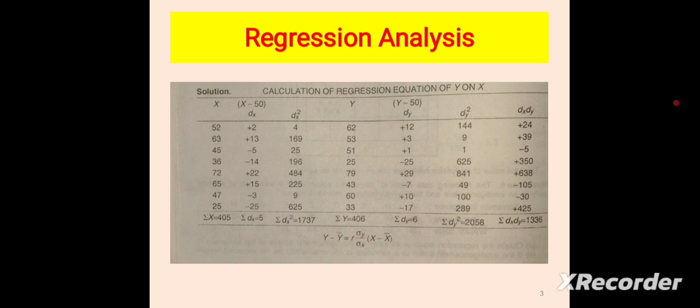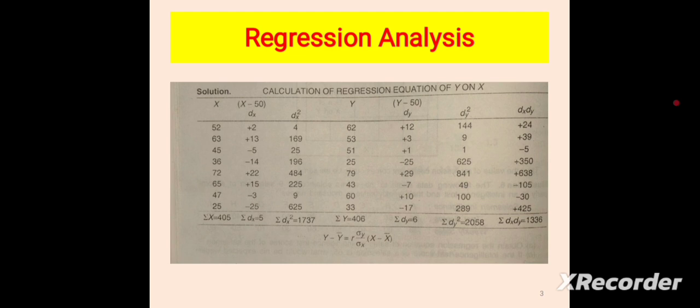Now dx dy means dx into dy. dx is plus 2, dy is plus 12: 2 into 12, 24. 13 into 3, 39. 5 into 1, minus 5, because minus into plus is minus. Minus 14 into minus 25, plus 350; plus 22 into plus 29, plus 638; plus 15 into minus 7, minus 105; minus 3 into plus 10, minus 30; minus 25 into minus 17, plus 425. So the total summation of dx dy is equal to 1336.